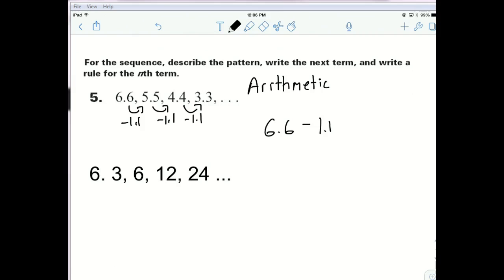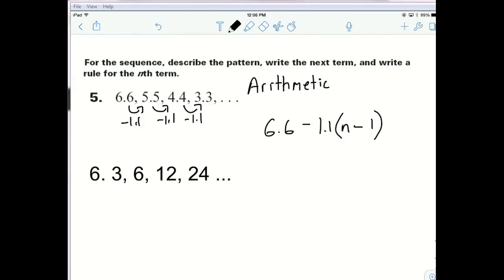So we would think maybe 1.1 times n. But remember that 6.6 is the first term. So when we're writing our rule, if we've got n and we just leave it as n, when you plug in 1, you've already subtracted 1.1, and we don't want that. On the first term, we want it just to be 6.6.